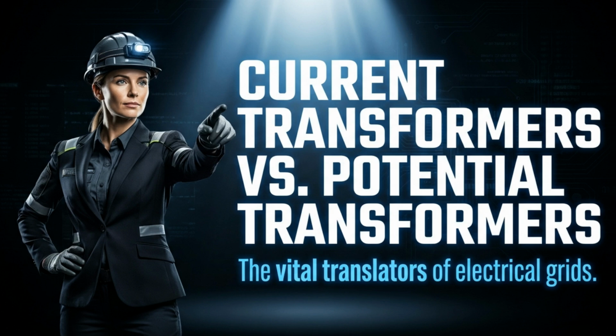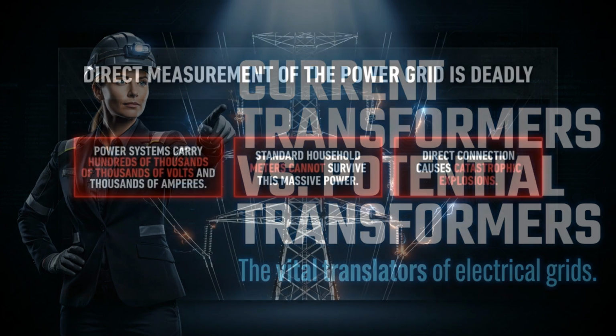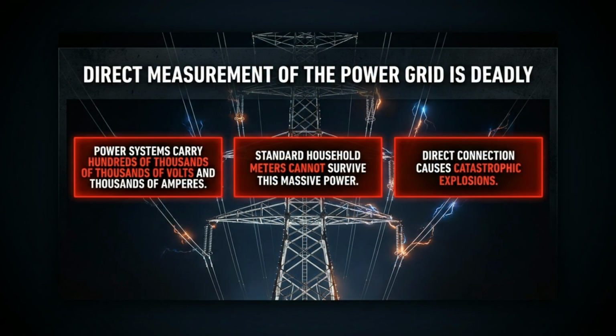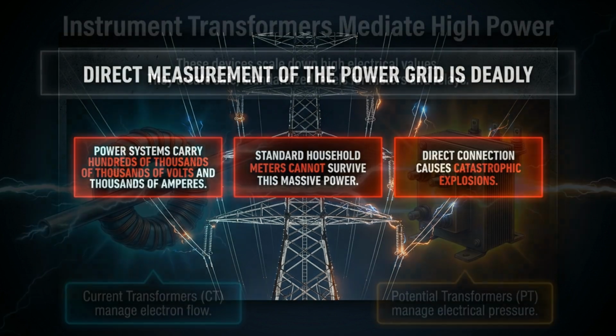Welcome to this video on the essentials of instrument transformers, focusing on the differences between current transformers and potential transformers. These devices are the vital translators of electrical grids. Direct measurement of the power grid is deadly. Power systems carry massive currents and voltages that standard household meters cannot survive. Direct connection causes catastrophic explosions and is unsafe.